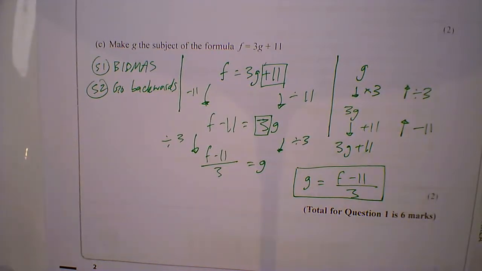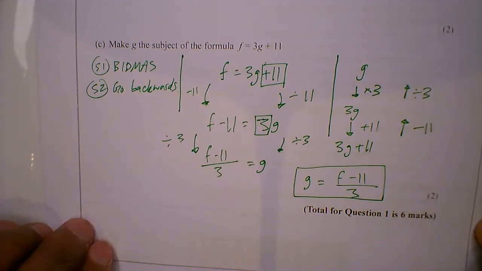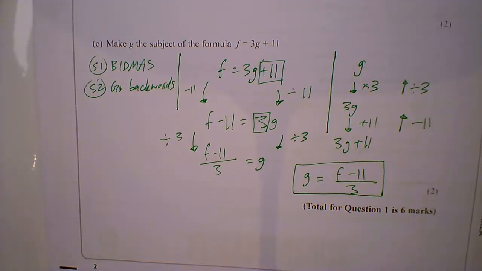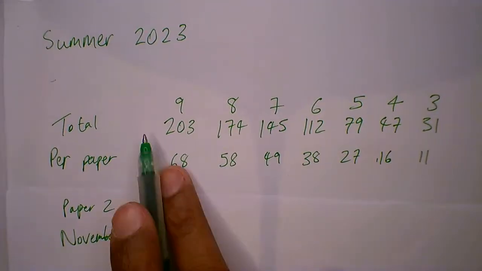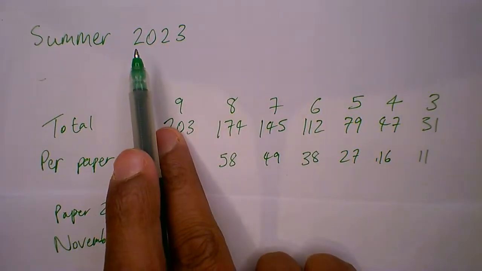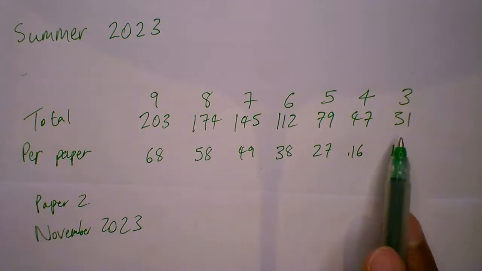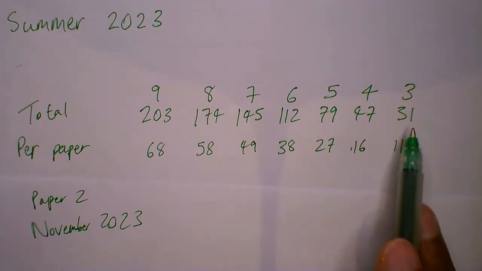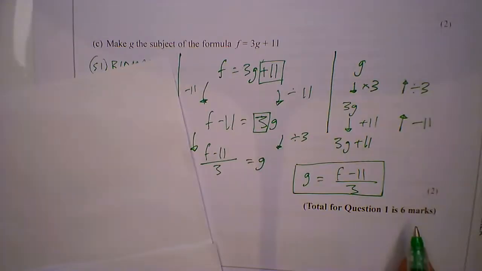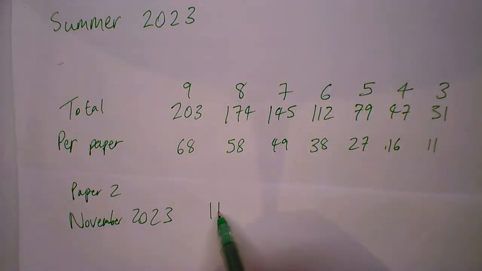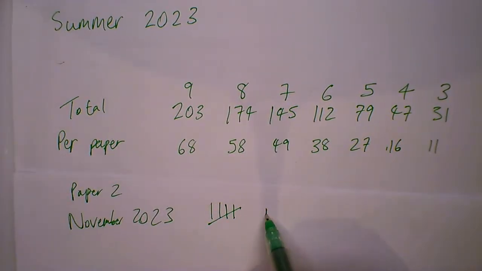All right, so that is this question. Question 1 is worth 6 marks. So let's do our little tally to see how well we are doing. Based on last year's grade boundaries, summer 2023, to get a grade 3, we needed 31 marks in total. So per paper, 11 marks. So we have now banked 6 marks. 1, 2, 3, 4, 5, 6 marks. So well done if you got all of those correct.